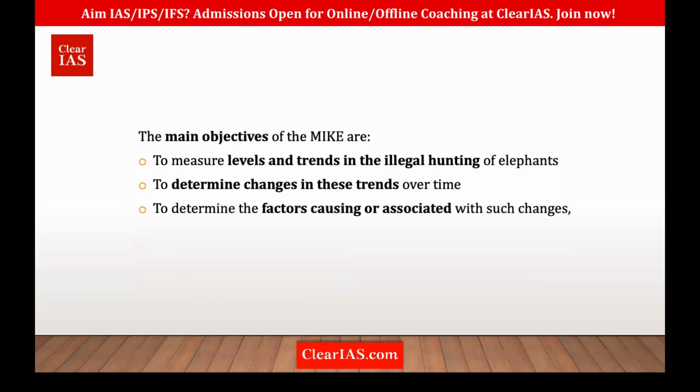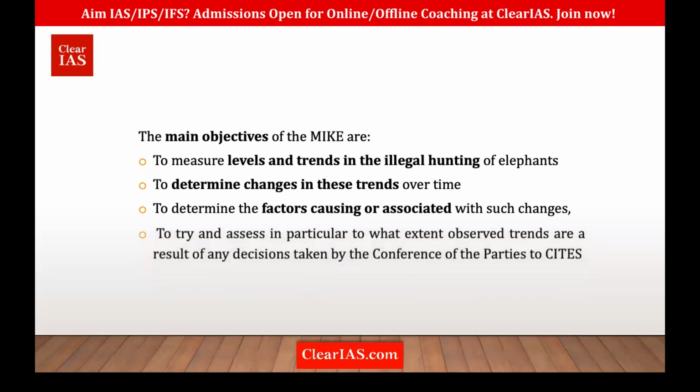And also, what are the major factors associated? Why is there this decline, or why is there a change in this illegal hunting? They also try to understand whether this change, that is the decline in illegal hunting, happened due to any initiative by the sites. Okay, so if there has been a decline in poaching or any other related activities, is it mainly because of any initiative of the sites? That is measured through MIKE.